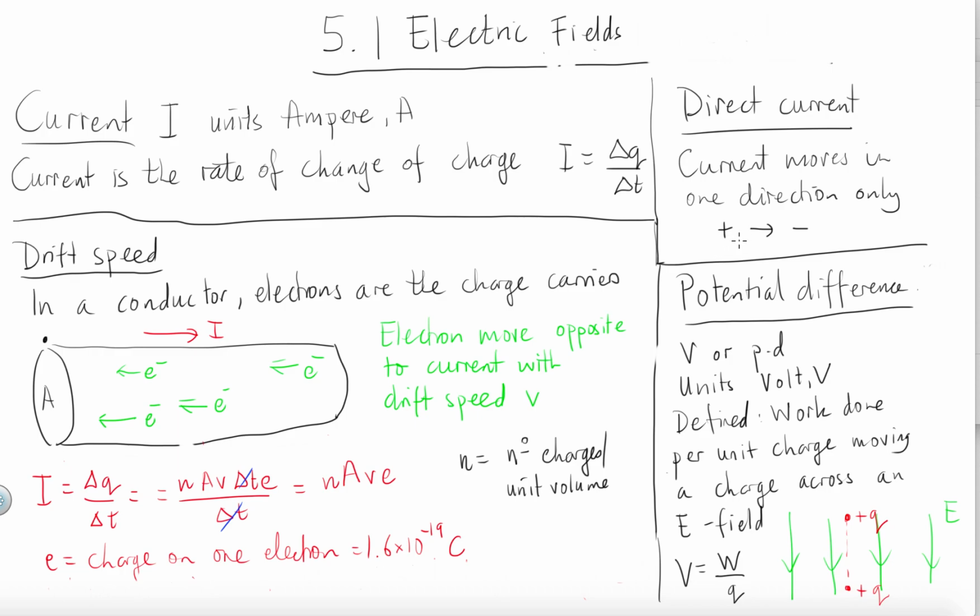In circuits, direct current moves from the positive cell of the battery to the negative cell, which is actually opposite to the direction in which electrons flow. Electrons are the charge carriers in conductors.